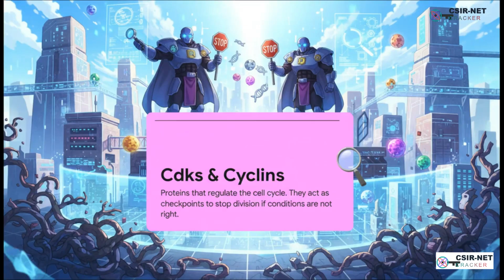And you can bet this critical process isn't just left to chance. It is regulated by a team of proteins that act like master planners. They have these complex names like CDKs and cyclins, but their job is pretty straightforward. They are strict checkpoint supervisors. They will halt the entire process if the blueprints are damaged or if conditions just aren't right, which prevents uncontrolled growth and ensures a perfect replication every single time.